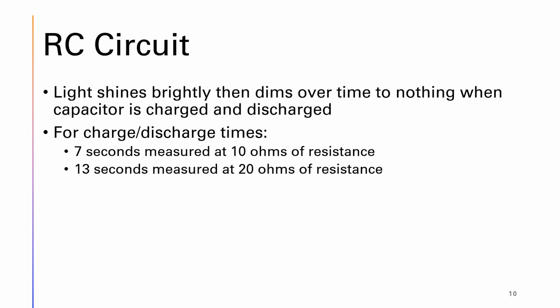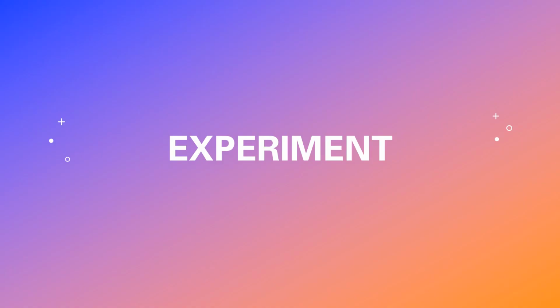For the RC circuit, the light shines brightly then dims over time to nothing when the capacitor is charged and discharged, and for charge plus discharge times, I got 7 seconds for 10 ohms of resistance and 13 seconds for 20 ohms of resistance.